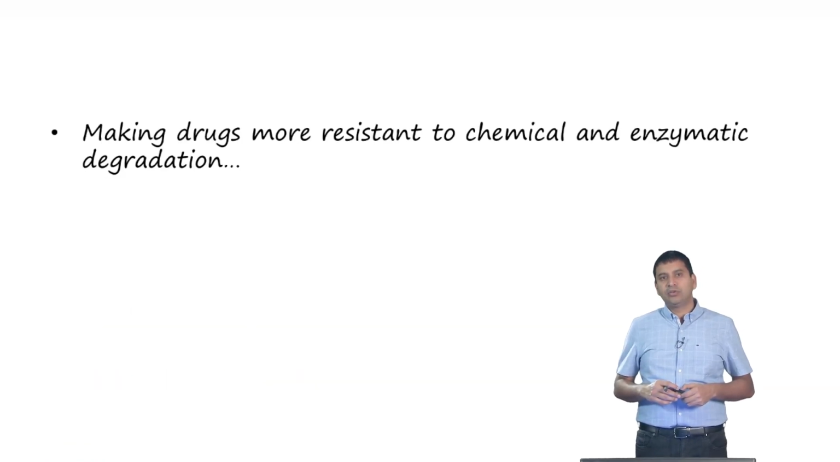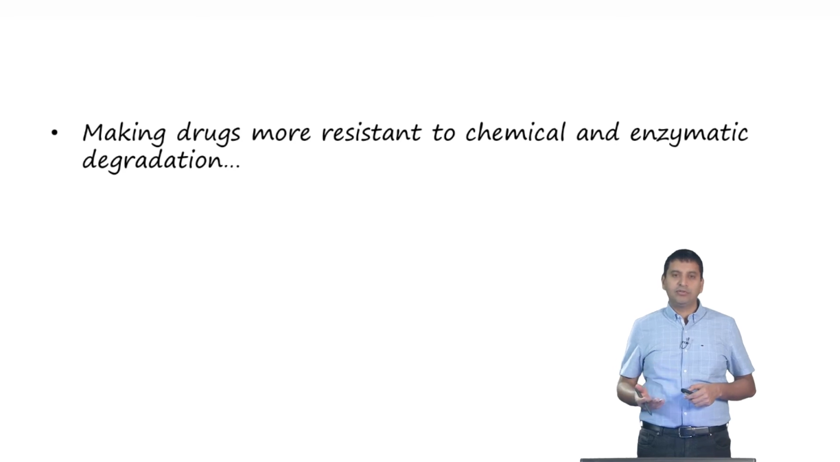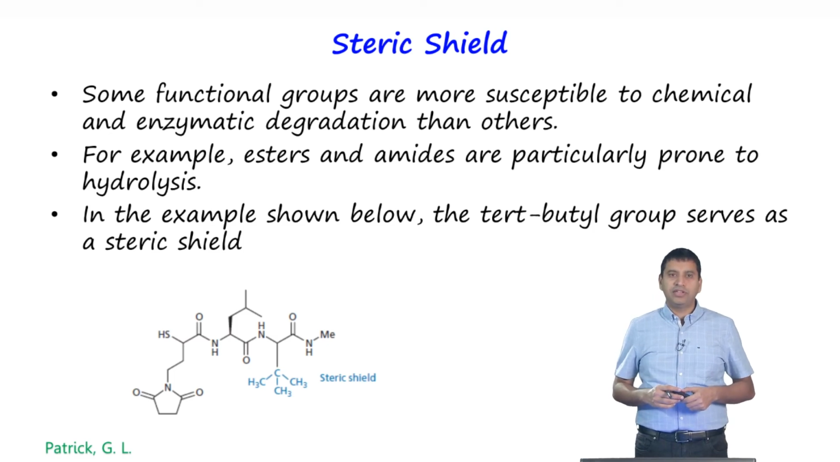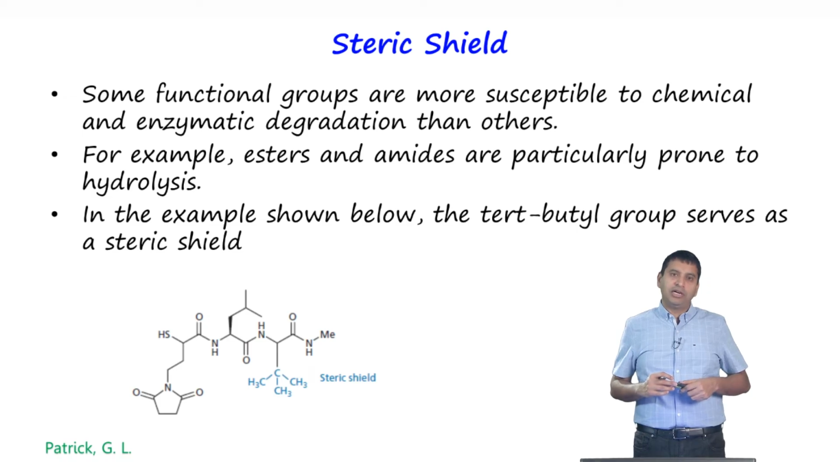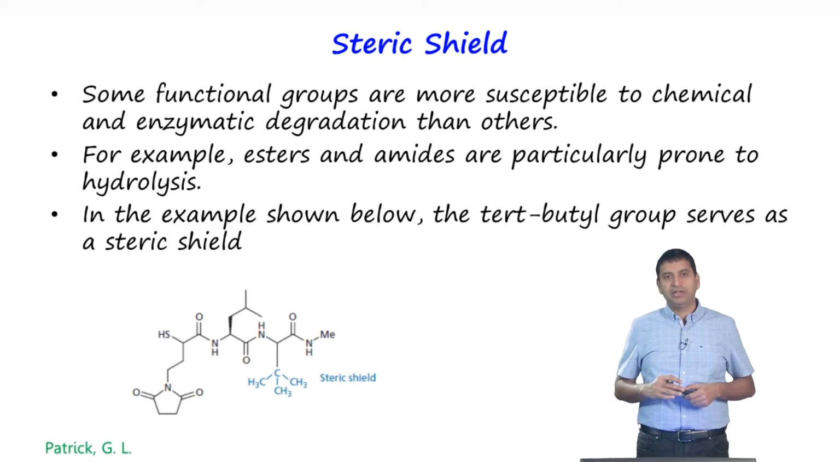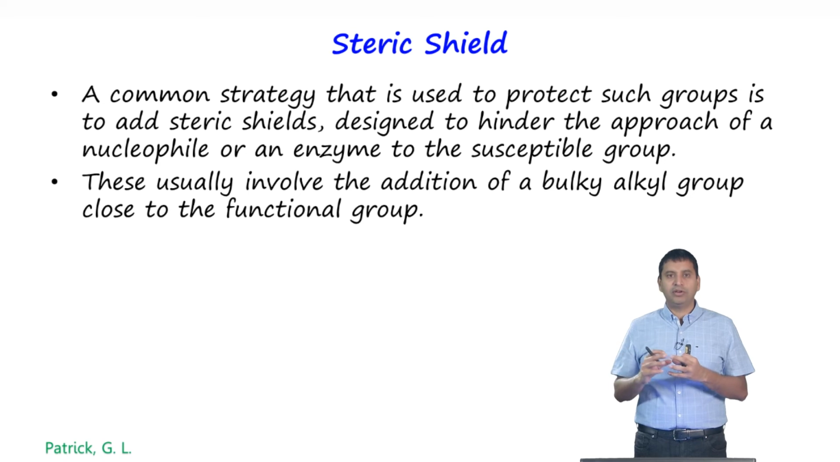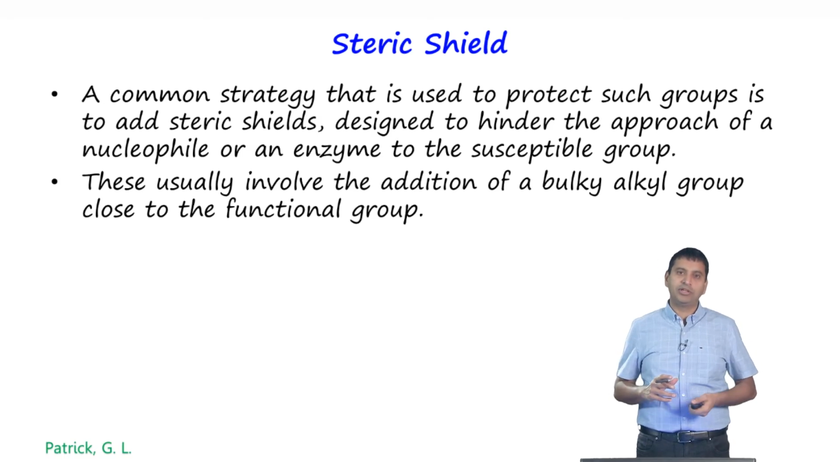Making drugs resistant to chemical and enzymatic degradation is the next way in which we can help the drug get to its target. One way to do this is to introduce what is known as a steric shield. Some functional groups are more susceptible to chemical and enzymatic degradation than others. For example, esters and amides are particularly prone to hydrolysis. In the example shown below, we have added a tertiary butyl group next to an amide to prevent its facile hydrolysis. Another common strategy used to protect such groups is to add steric shields designed to hinder the approach of the nucleophile or an enzyme to the susceptible group. These usually involve the addition of a bulky alkyl group close to the functional group, like we have added this tertiary butyl group next to the amide.